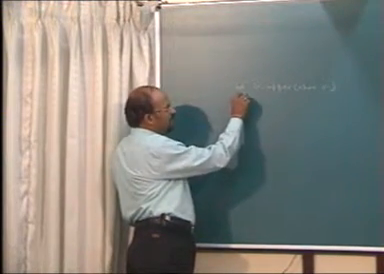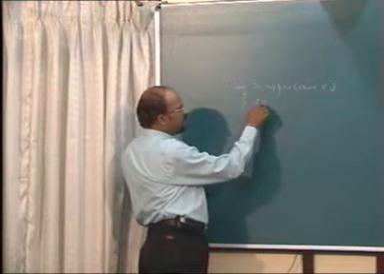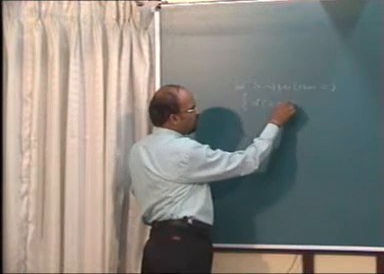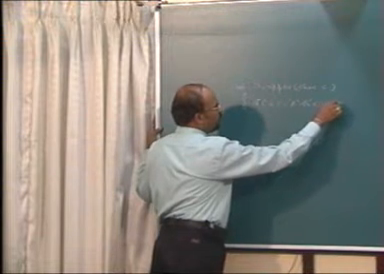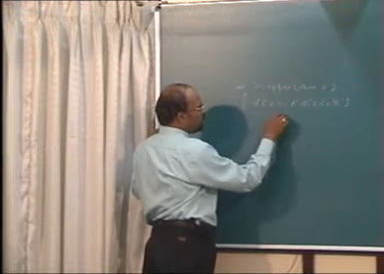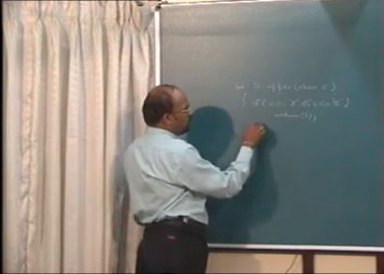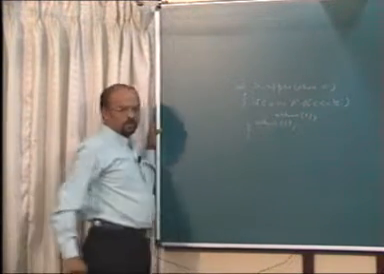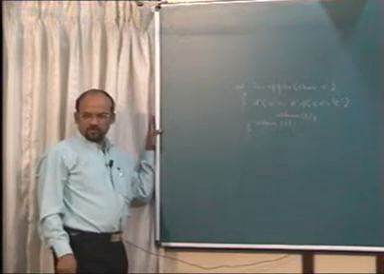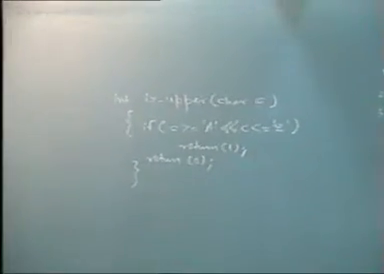When will it say yes? When it is uppercase. What is the condition to check whether the character is uppercase? If C is greater than or equal to capital A and C is less than or equal to capital Z, return 1, otherwise return 0. Similarly, you can go for functions like isLower and so on.